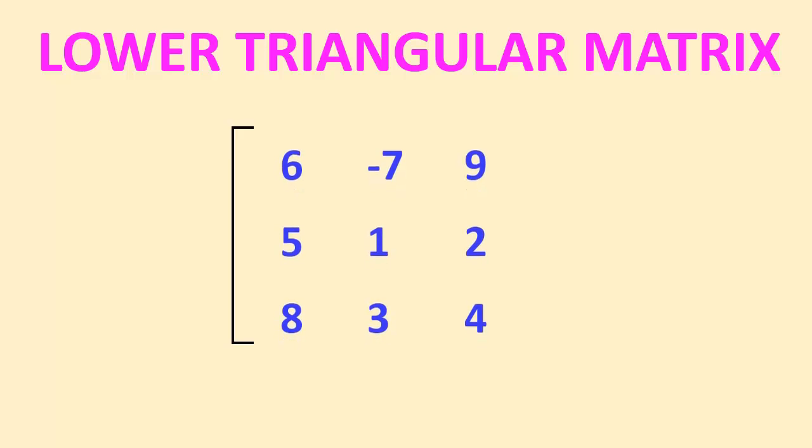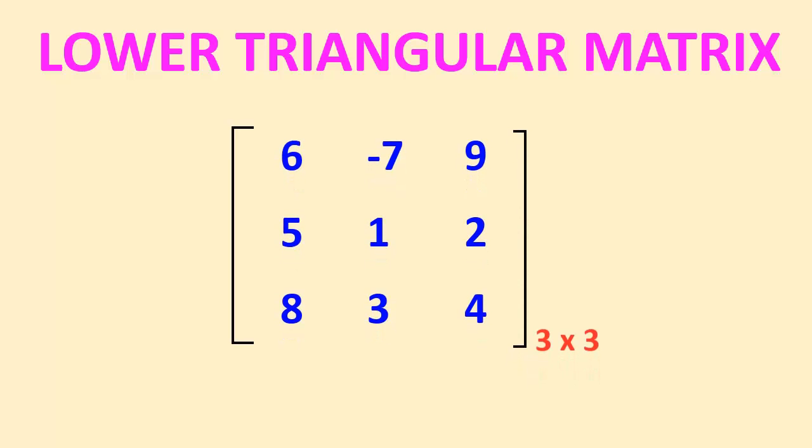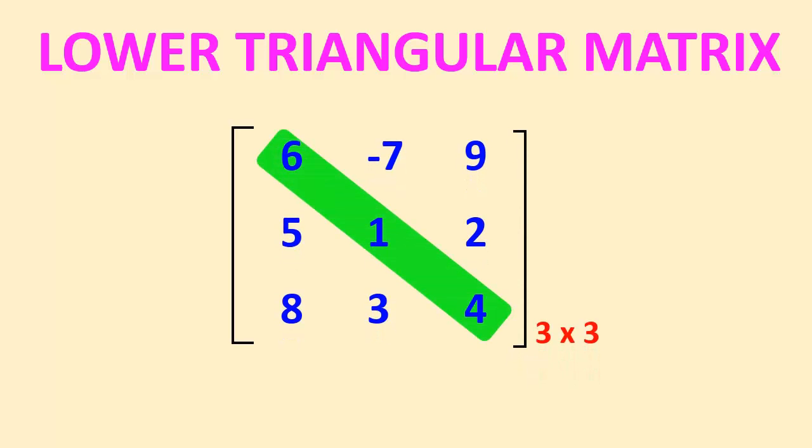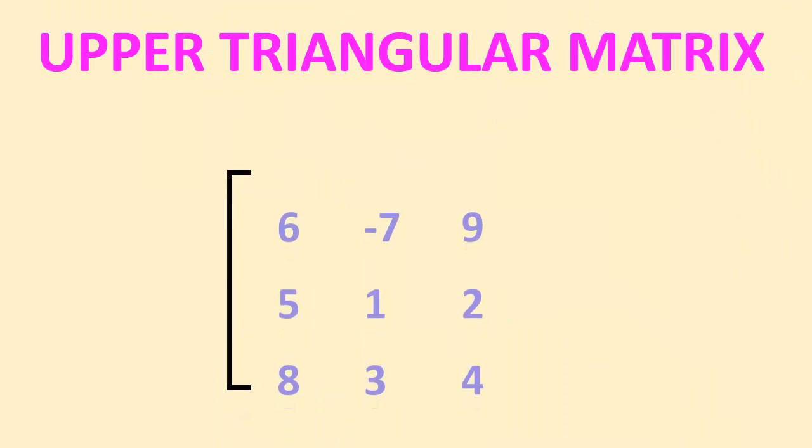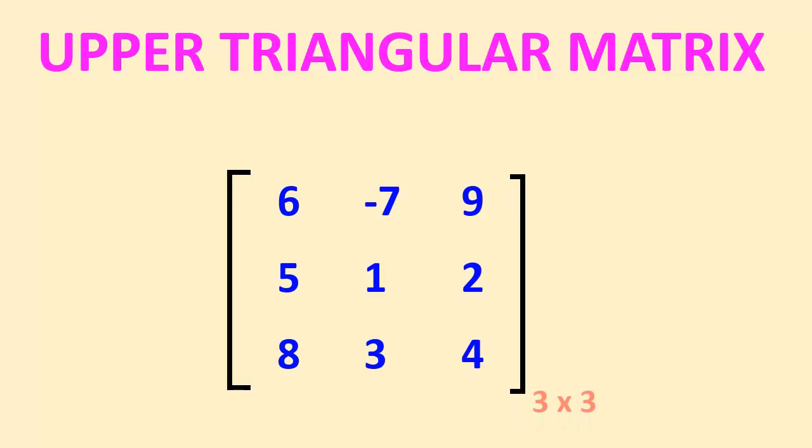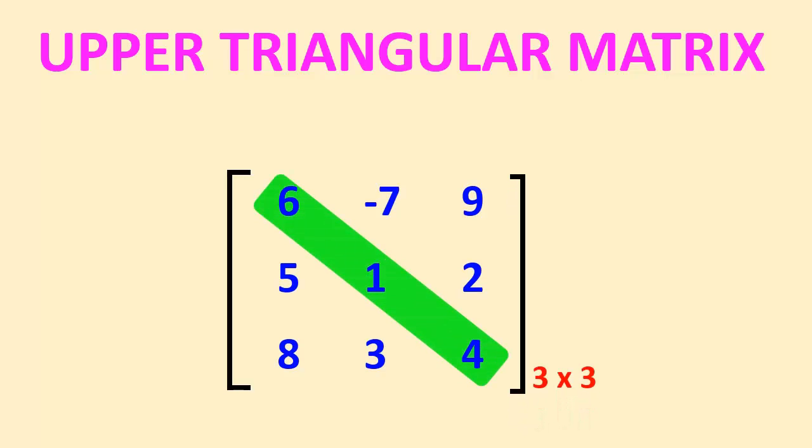Lower triangular matrix. In a square matrix, if all the elements above the leading diagonal elements are zero, then it is called a lower triangular matrix. Upper triangular matrix. If all the elements below the leading diagonal elements are zero, then it is called an upper triangular matrix.